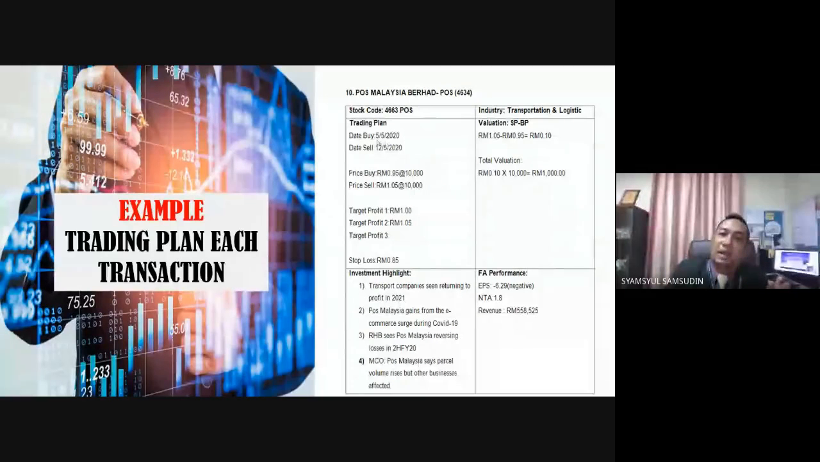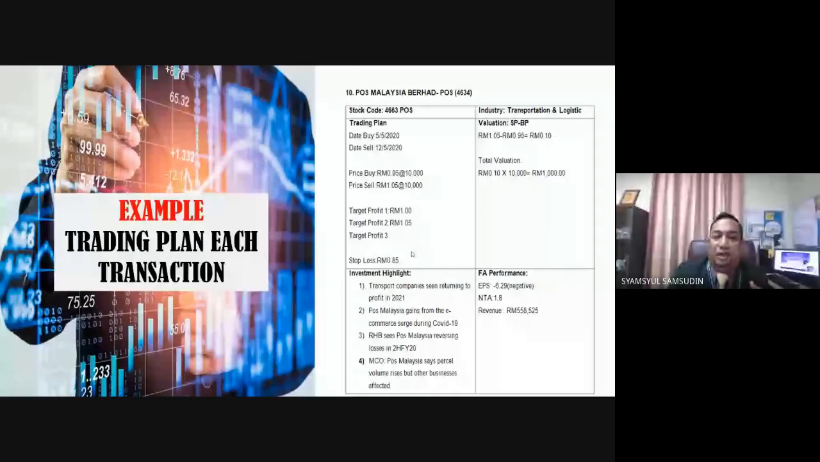When they buy and they sell, there must be a record. Earlier he bought, earlier he sold, he must record it. So he bought at 95 sen, 10,000 units. So he sold at RM1.05 with 10 units. They need to have a target profit.